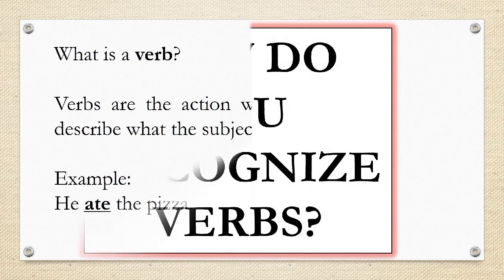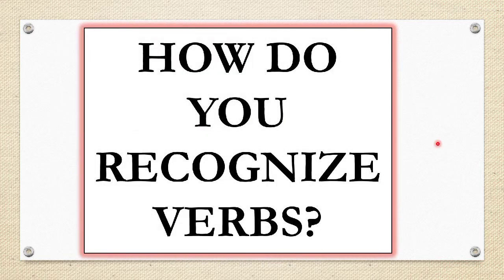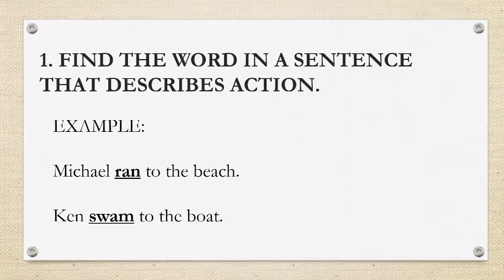So moving on, how do you recognize verbs? So basically, verbs are very recognizable in each sentence. Why? Because verbs usually follow the noun or usually follow the subject. But for those who are having a hard time recognizing verbs, here are some easy ways to recognize them. Let's move on to the first part.